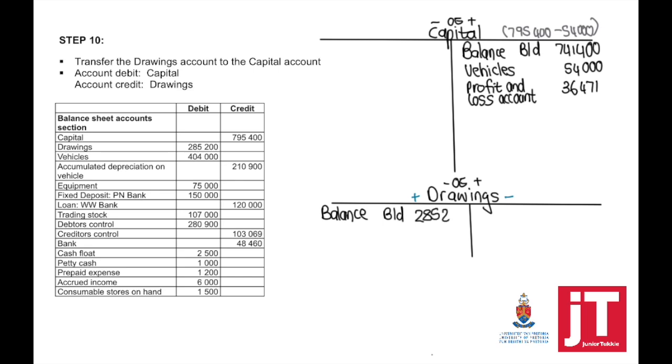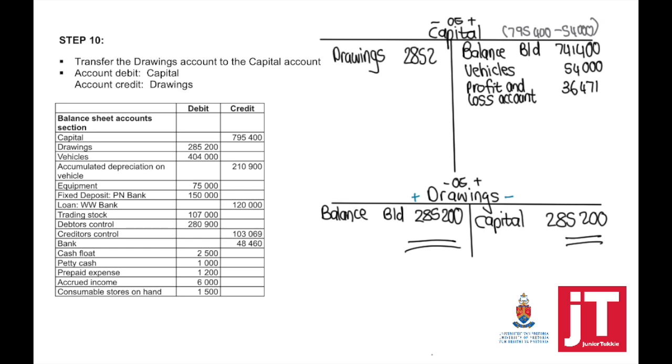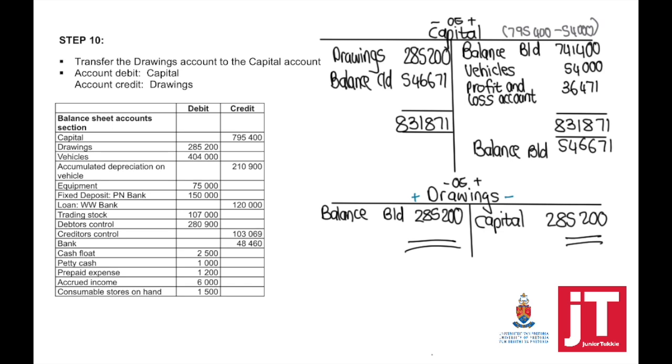On the debit side, we have a balance brought down. This is taken to the capital account, which means drawings will now be credited, account debited, capital. And once we've done that, we can calculate our new balance. Take the credit side minus the debit side.